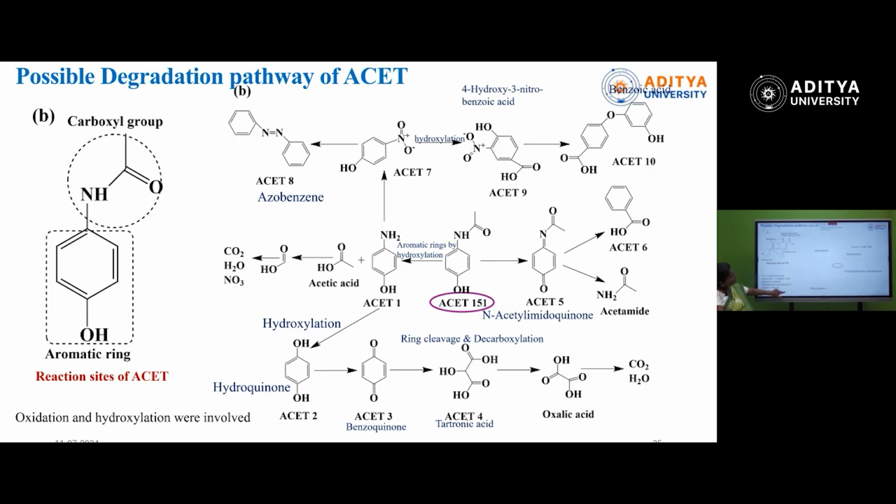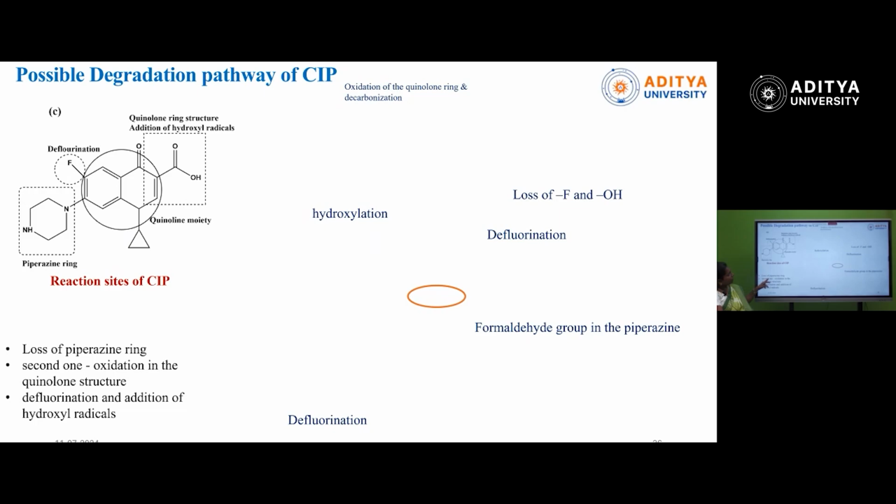Another one is CYP, that is ciprofloxacin. Whatever is marked here is the reaction site, which the hydroxyl radical hits during ozonation, so the product changes. Generally what is happening here is that first the piperazine ring is affected and lost. Second, oxidation takes place on the quinolone structure, and defluorination and hydroxylation are also taking place.